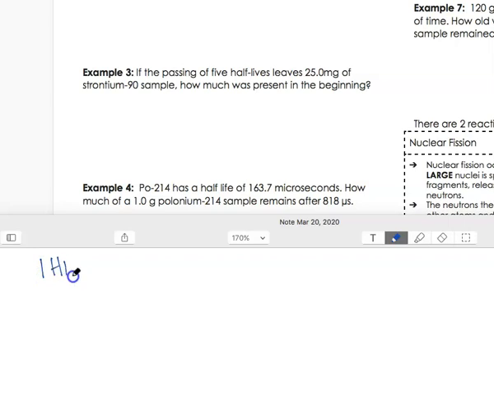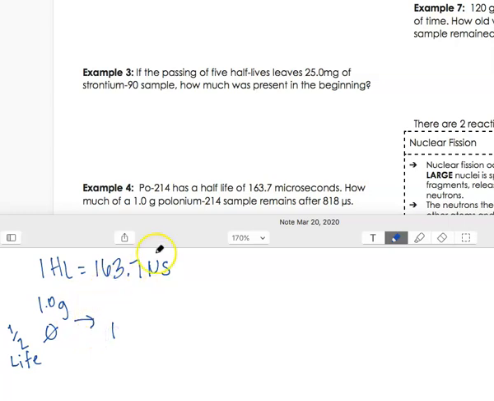1 half-life is equivalent to 163.7 microseconds. So micro is this symbol right here. How much of a 1.0 gram sample will remain after 818 microseconds? So in order to do this, we're going to make our chart. We're starting off with 1.0 grams, and the half-life will be 0 because it's our starting point.